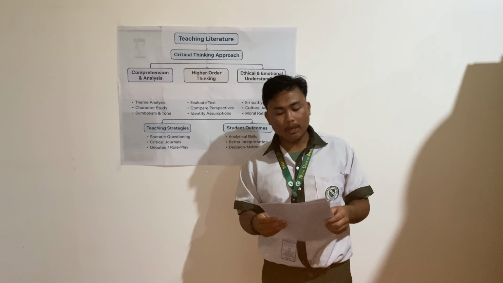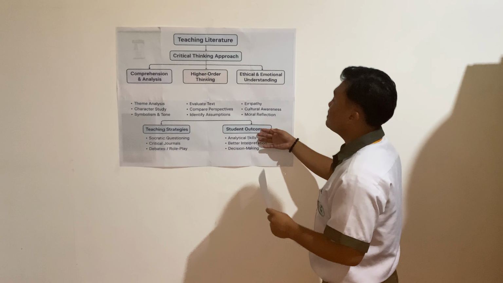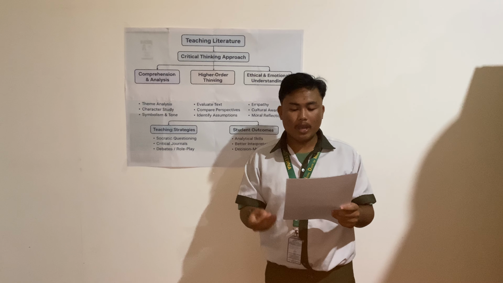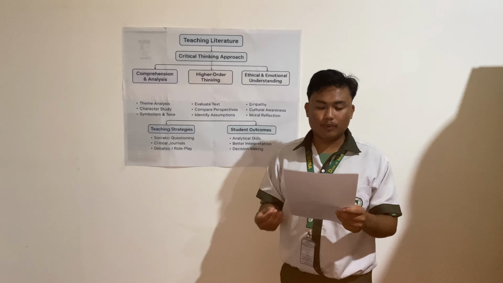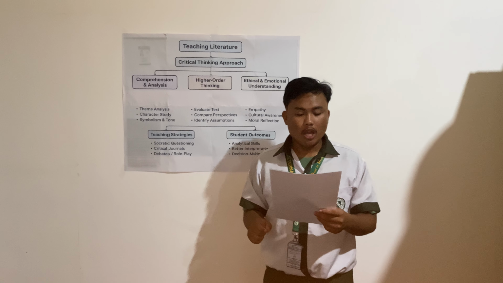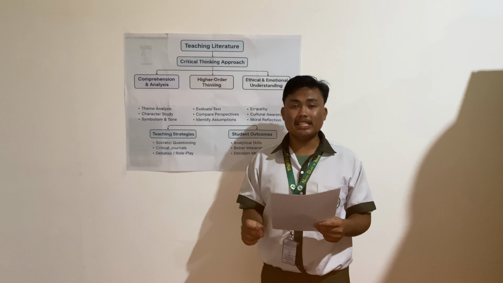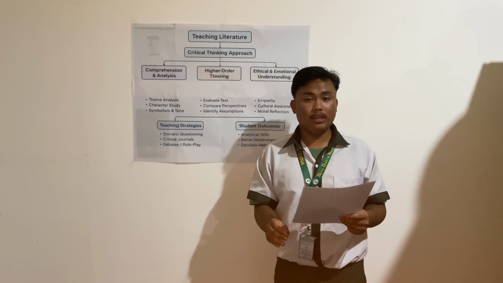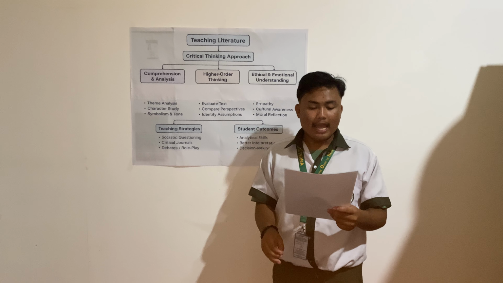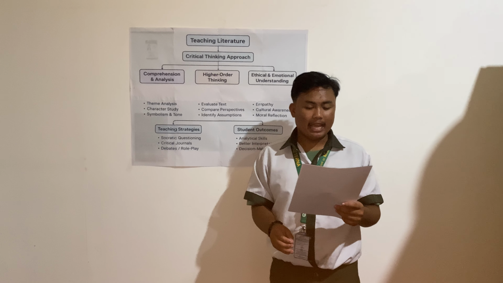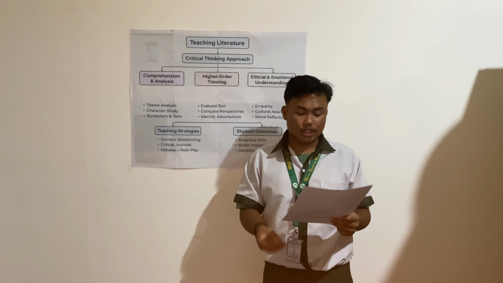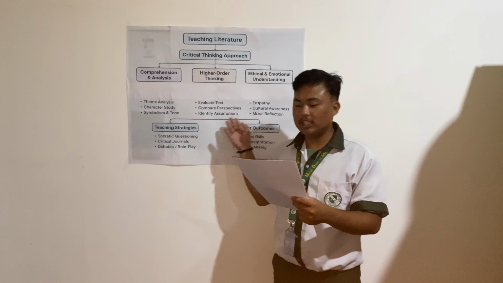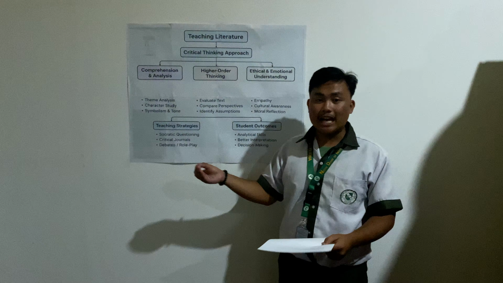So, in summary, the concept map explains that teaching literature is most effective when using a critical thinking approach, which develops cognitive skills like analysis and evaluation, emotional maturity like empathy and reflection, and also academic abilities like interpretation and decision making. It shows how strategies connect to the positive outcomes of the students.